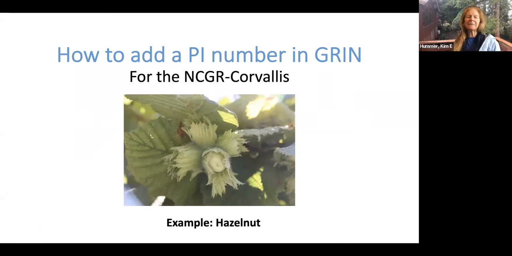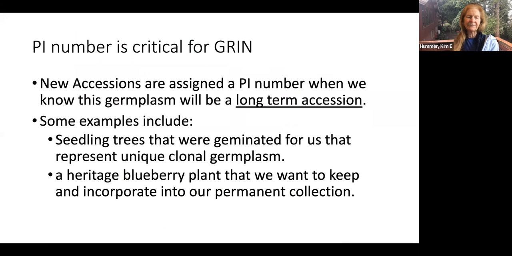Today, I'm going to talk about how to add a PI number in GRIN for the NCGR Corvallis data. I'm going to use an example of hazelnut. PI number assignment is critical in GRIN.